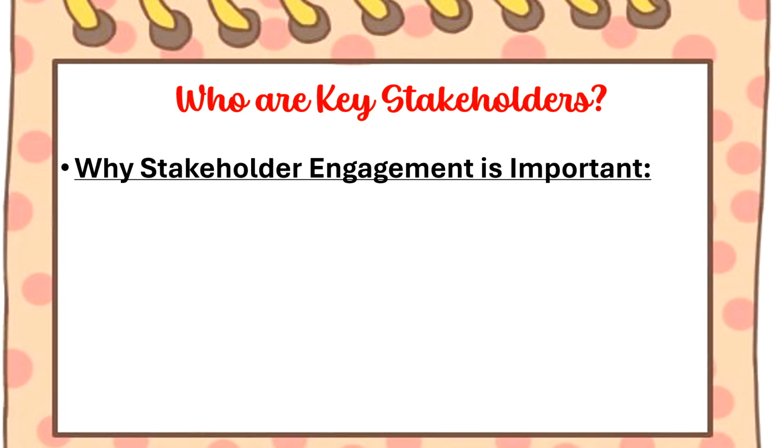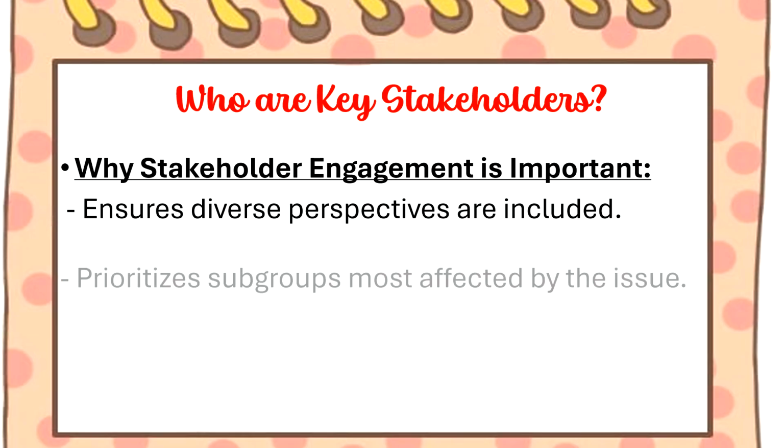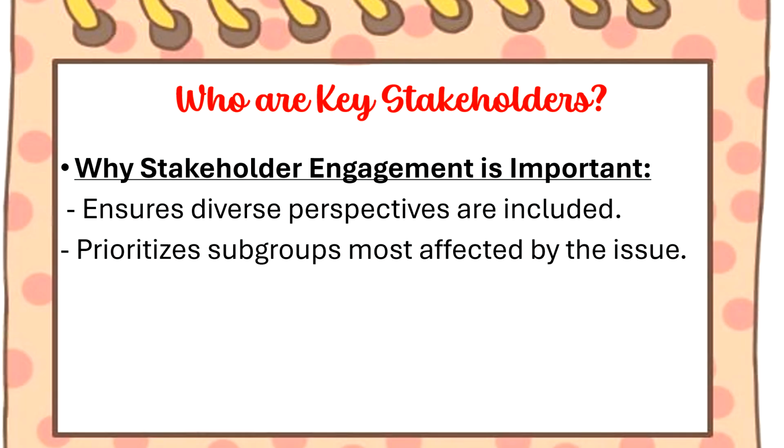Why is stakeholder engagement important? It ensures diverse perspectives are included. It prioritizes subgroups most affected by the issue. It's important to involve them because they bring different opinions and experiences. When we listen to stakeholders, we make sure everyone's voice is heard, especially those most affected by the issue. Example, if your project is about improving school facilities, your stakeholders include students, teachers, parents, and barangay leaders.